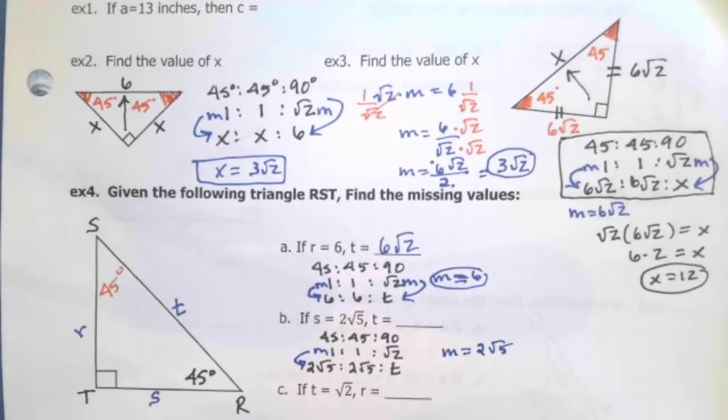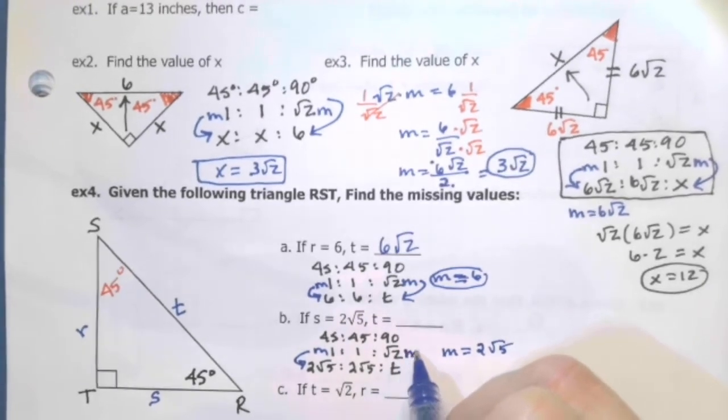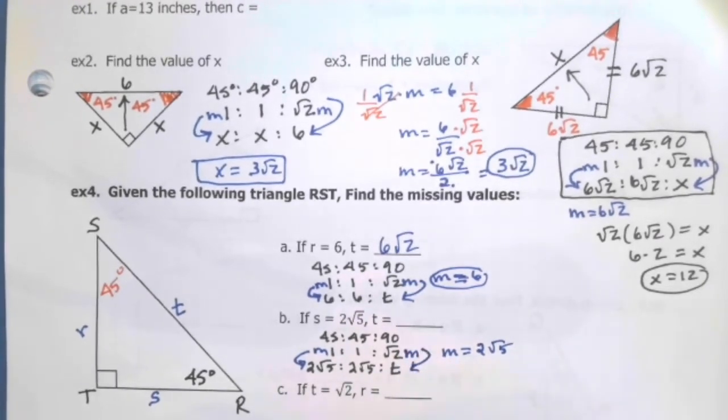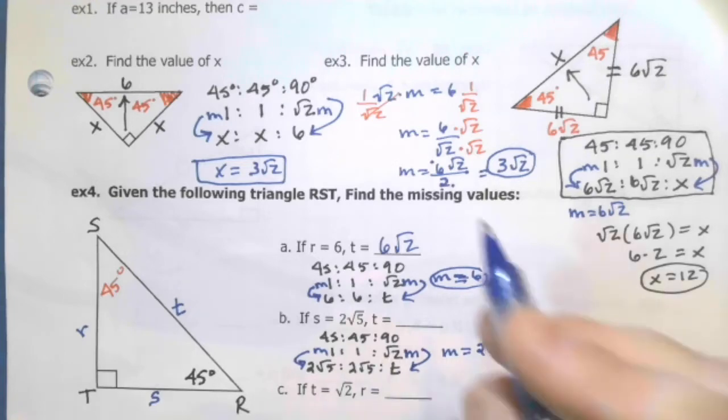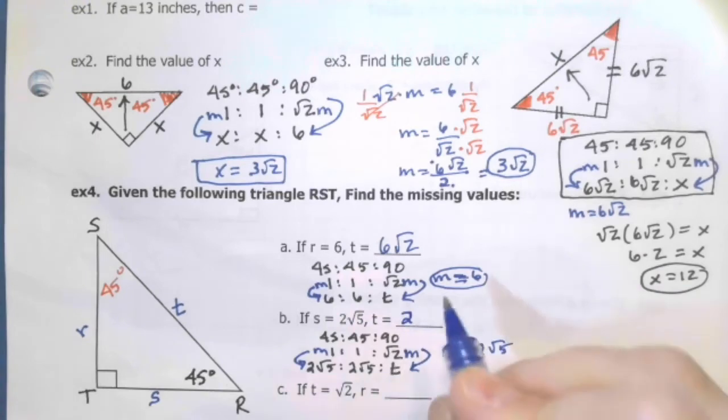This is another one you can do in your head. So now we're going to take radical 2 times my m. That gives me t. So radical 2 times 2 radical 5. Scalars first. Scalar 1 times scalar 2 is 2. And then now the radicands. I have a 2 and a 5. They multiply to give me 10.